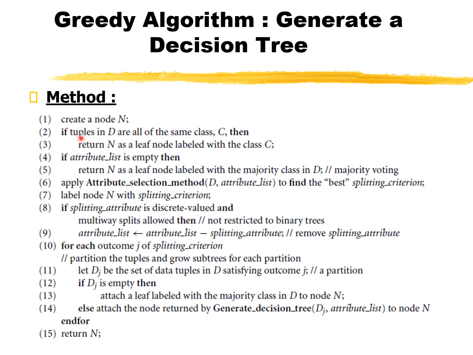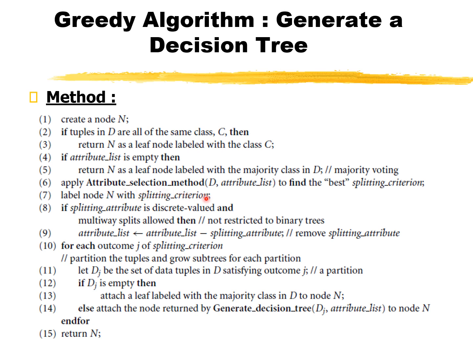Now, these are the cases where we do not need to continue with the algorithm. Either we have all the tuples belonging to the same class, and in this case, we will give them all the same class label, or we don't have more attributes to look for, and in this case, we will classify the current node to have the majority class, or the majority voting. So these are the stopping conditions of the splitting. Now, here starts the algorithm.